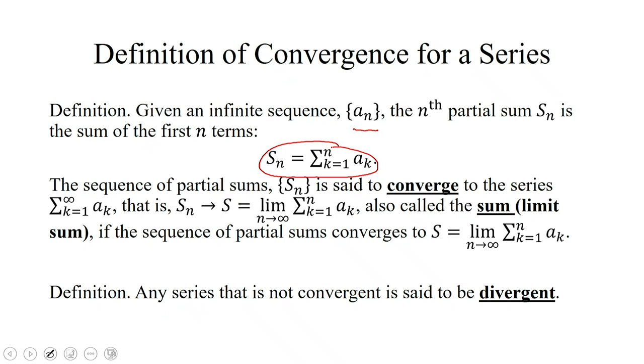And if this particular sequence of partial sums is convergent as a sequence, that is, this limit exists, that's referred to as the sum of the series, or the so-called limit sum, which is the result of the sequence of partial sums. Of course, if it's not convergent, then we say that it is divergent.